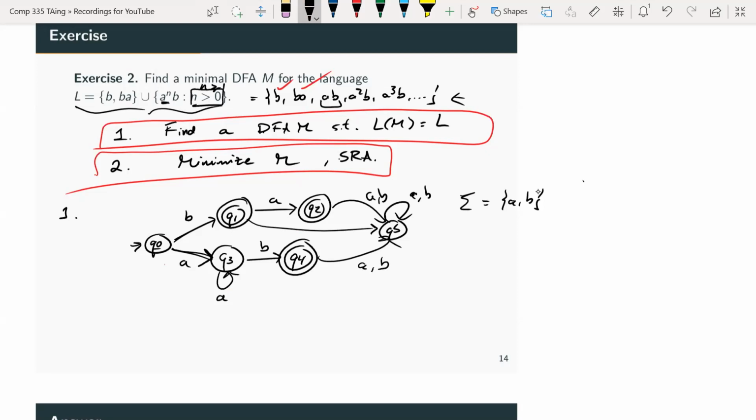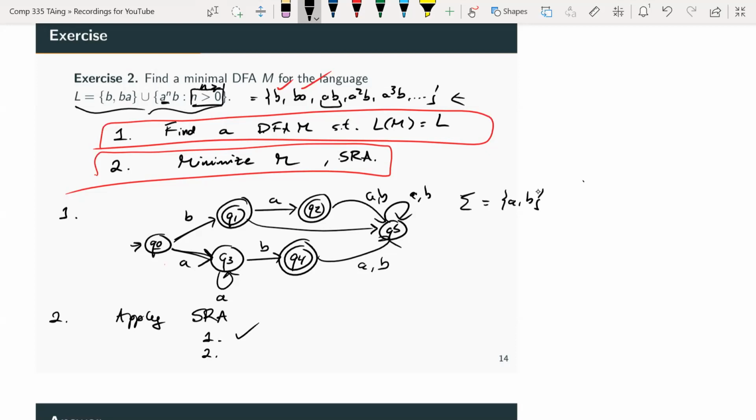Okay, so this is a DFA M such that L of M is equal to L. You might have found another one that maybe has a larger number of states. But the idea here is now that you have this DFA M, we want to apply the state reduction algorithm. So remember, step 1 is removing all unreachable states. Here you can definitely see that there are no unreachable states.